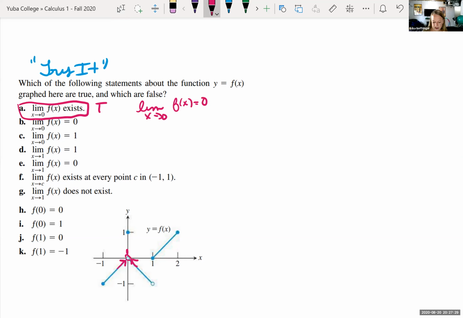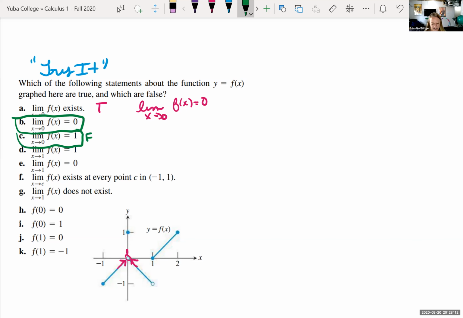Okay, so what about... hopefully you guys can now answer the second question. True or false? Is the limit as x approaches 0 of f of x equal to 0? True. Okay. C, limit as x approaches 0 of f of x equals 1. False. Right. If it's approaching one value and it exists at 0, it can't be approaching another value and still exist. So this would be false.